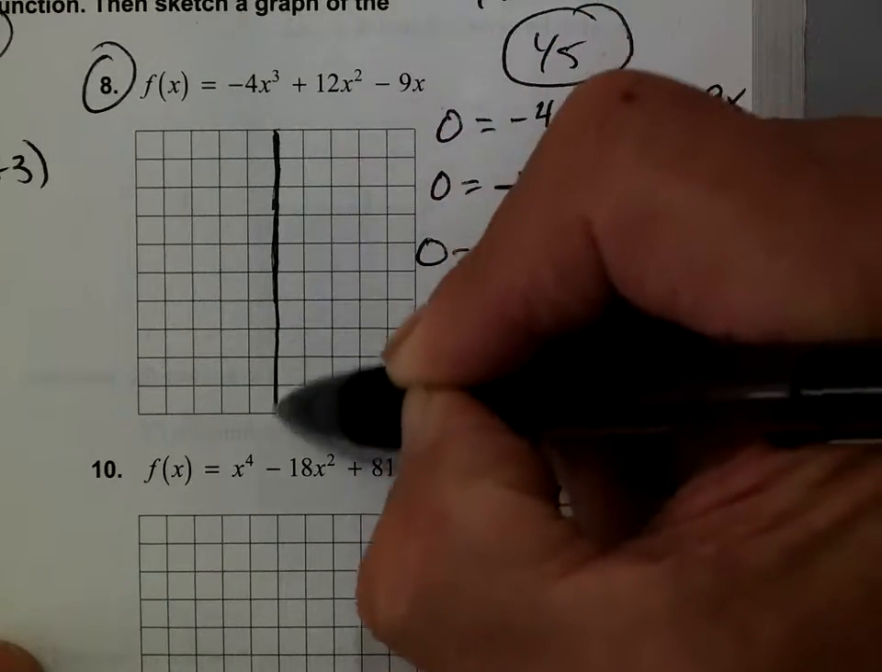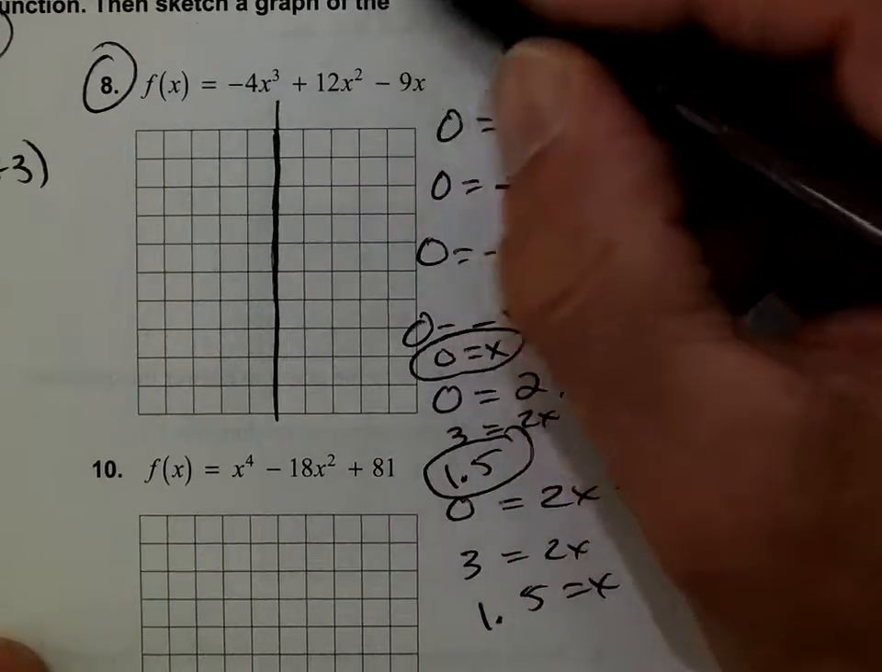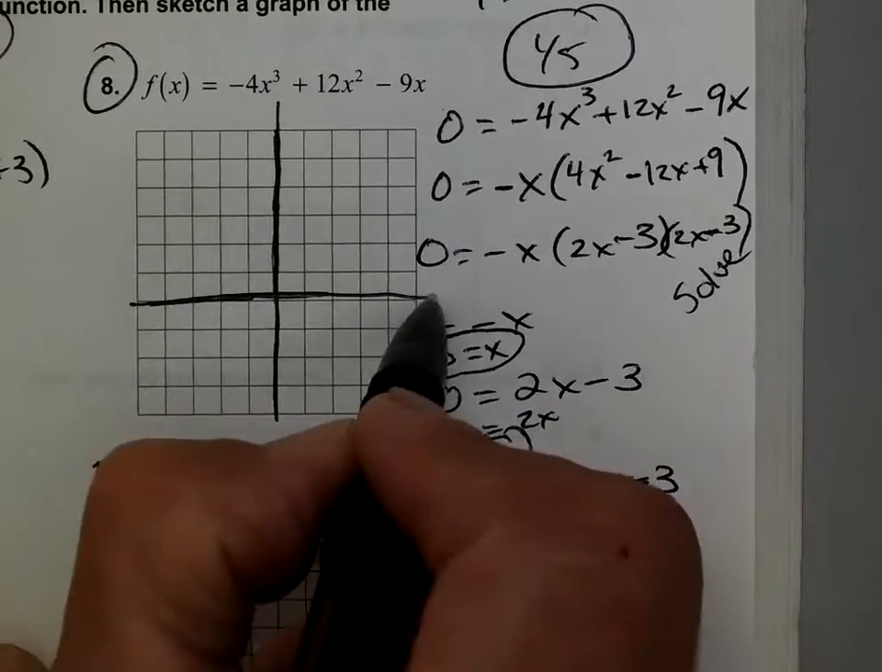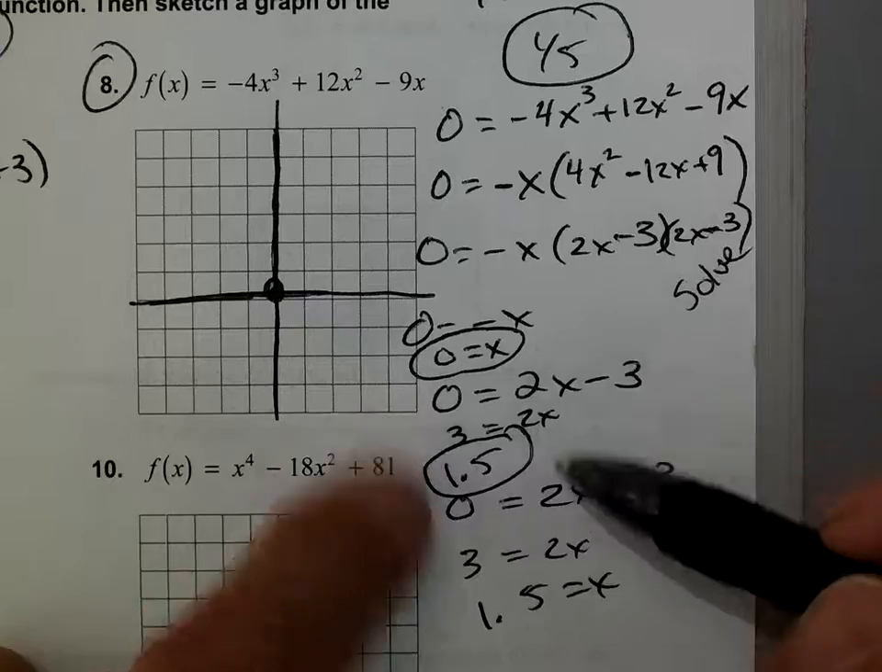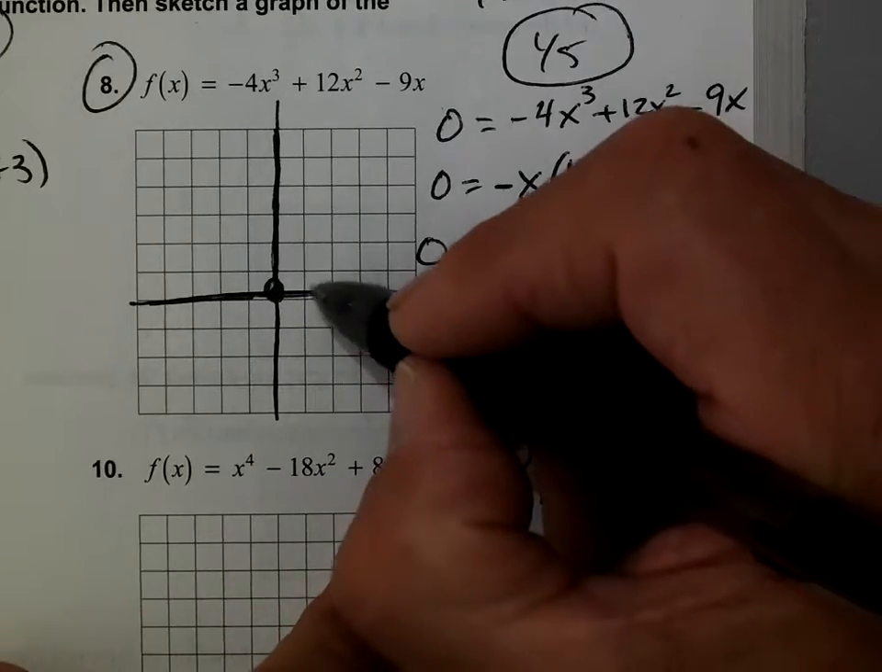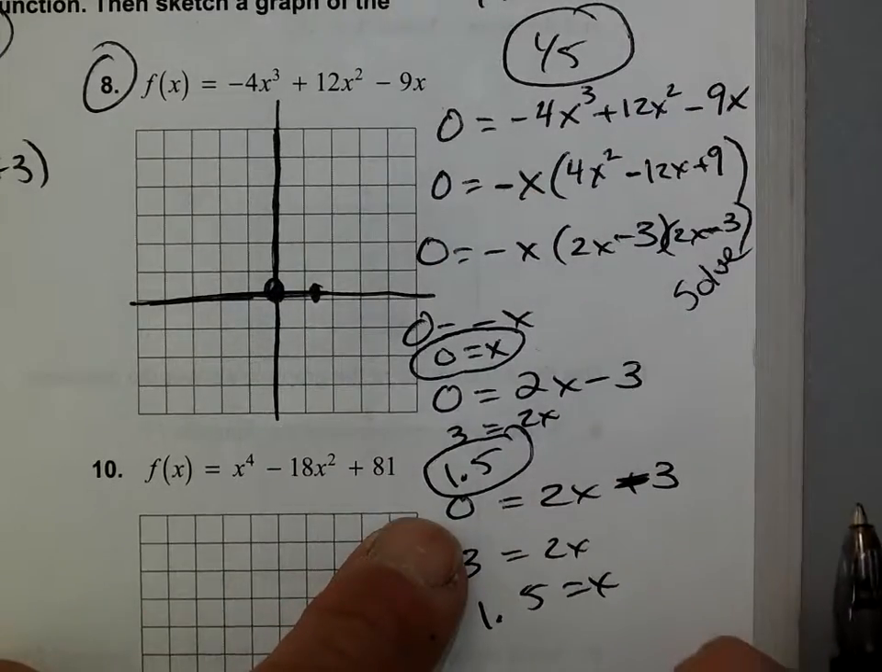Am I going too fast? Okay. Let's graph it. So I know for sure the graph goes through at 0. It goes through at 0. It goes through at 1.5 twice.